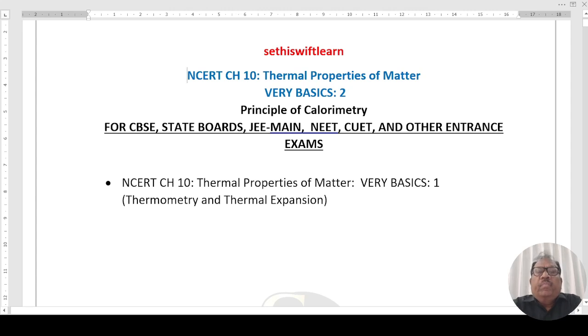Hello students, in today's session of NCERT Chapter Thermal Properties of Matter, the very basics of the topic Principle of Calorimetry are going to be cleared through illustrations.